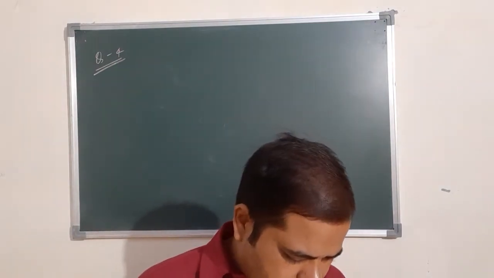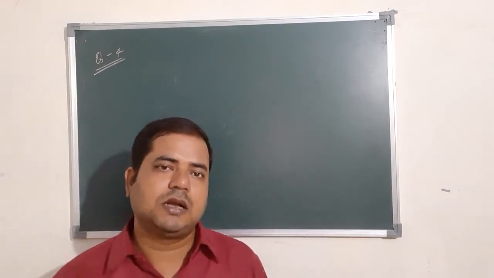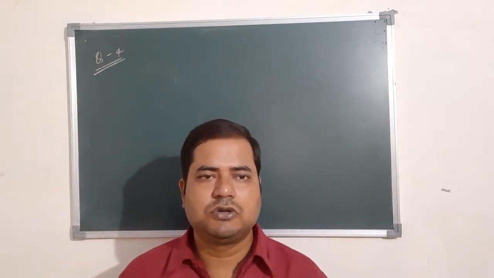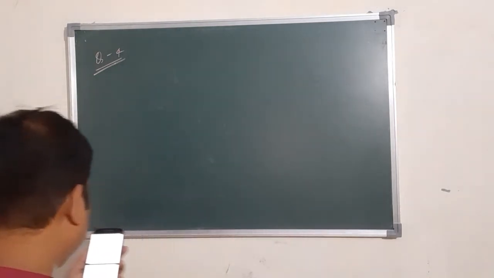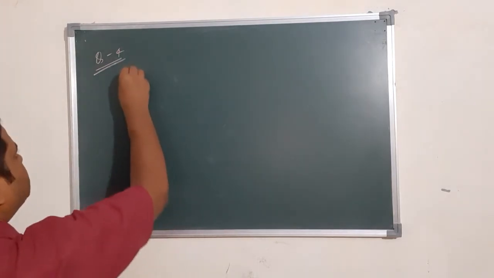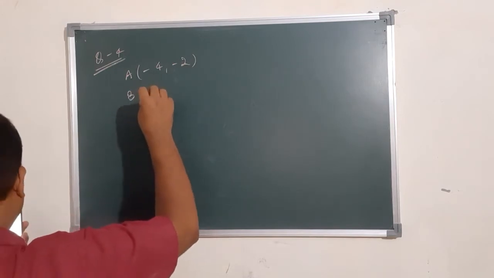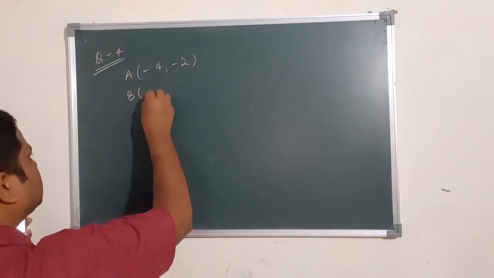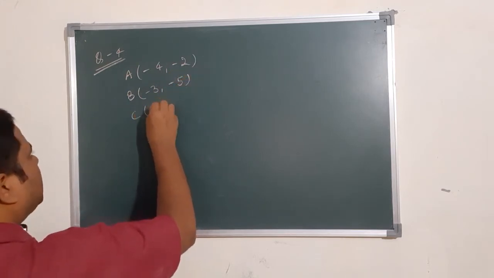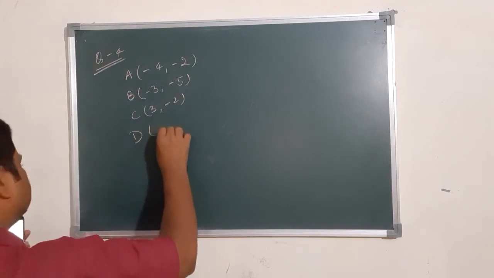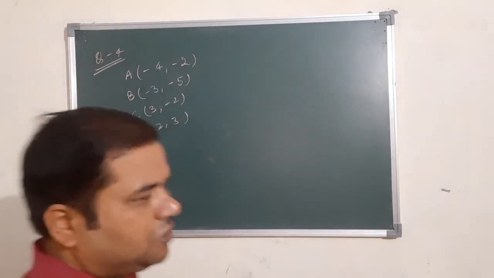Find the area of the quadrilateral. This is also a good question, very important question. I am just going to tell you a method of solving this question. That's your homework to solve this particular question. Find the area of the quadrilateral whose vertices taken in order are A (-4, -2), B (-3, -5), C (3, -2), and D (2, 3). These are the vertices of a quadrilateral taken in order.